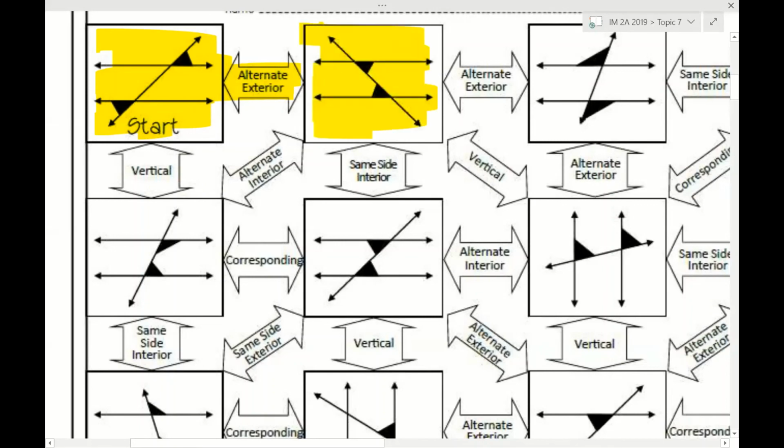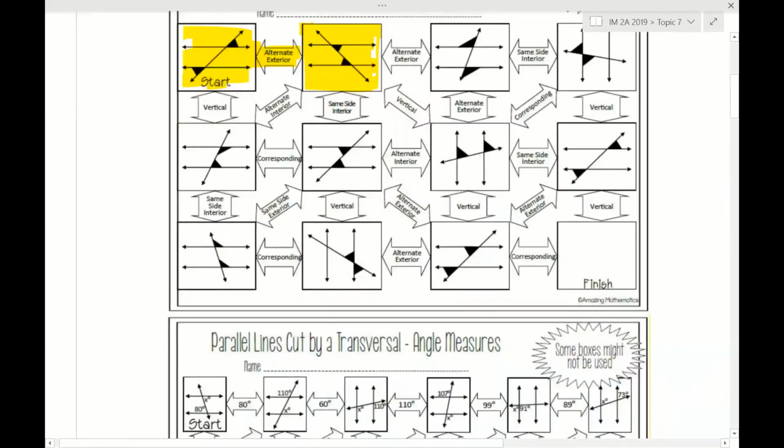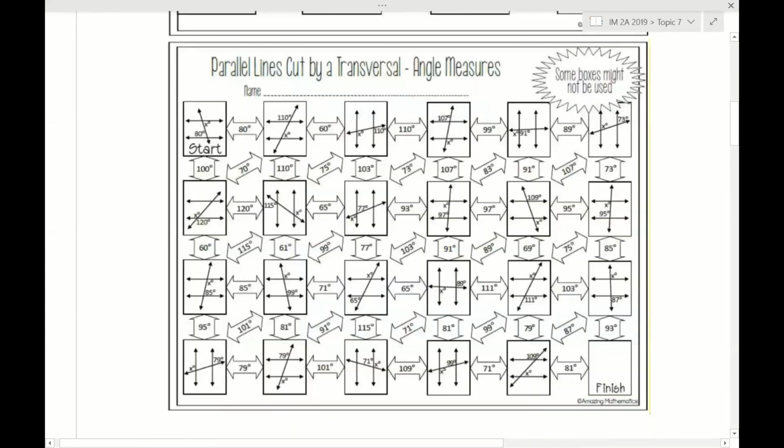And so looking at this diagram, you're identifying: is it alternate interior, same side interior, vertical, or alternate exterior? So remember that as you go through, you should end up in this box here. So you either end up with vertical angles here or corresponding angles here. And then that's just vocab.